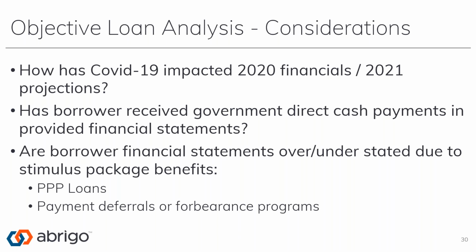Are borrower financial statements over or understated due to stimulus package benefits? So did they get PPP loans? Did they actually get payment deferrals or forbearance programs that maybe either overstated income or show more liabilities on a balance sheet? So you could have some other things going on with their financial statements.